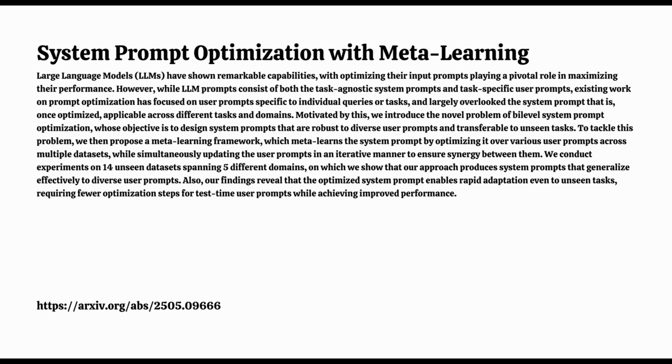Which brings us to the research we're looking at today. It's a paper called System Prompt Optimization with Meta-Learning. And it tackles this very problem with a pretty novel approach, I'd say. It introduces something called bilevel system prompt optimization. Sounds complex. It does, but the core idea is really interesting. So our goal in this deep dive is to unpack how this method works, and figure out why it could be such a big deal for how we use these language models going forward. Right. So let's dig in.